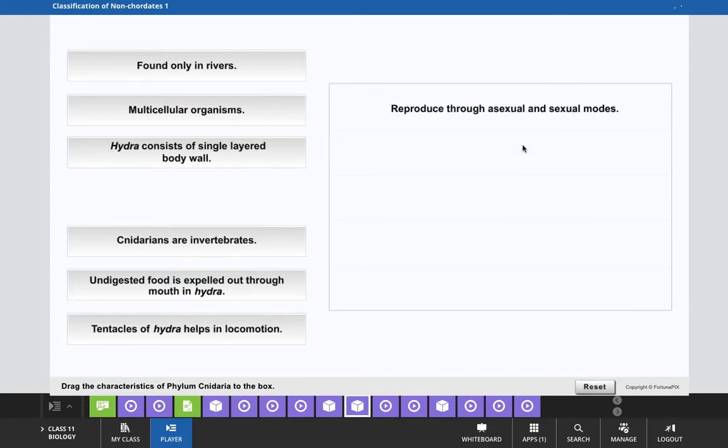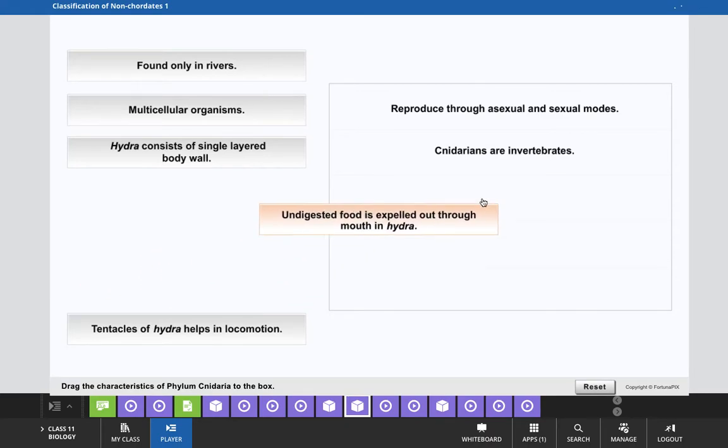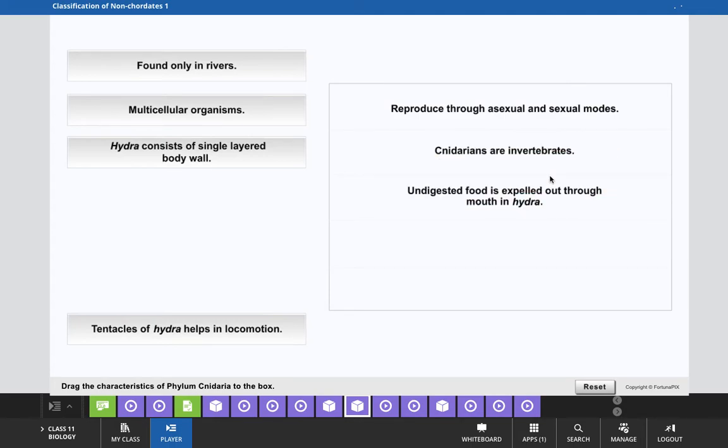Excellent. Yes, that means this characteristic feature that we have fixed here, reproduce through asexual and sexual modes, gets fit here, which means that is one of the important characteristic features. Now come to this characteristic feature. Cnidarians are invertebrates. Yes, that should also fit. Excellent. Now, undigested food is expelled out through the mouth in Hydra. Is it correct? Yes, we can say that. This we can put here. Excellent. Tentacles of Hydra help in locomotion. Yes, just now we have read about it. That means this also fits. Excellent.